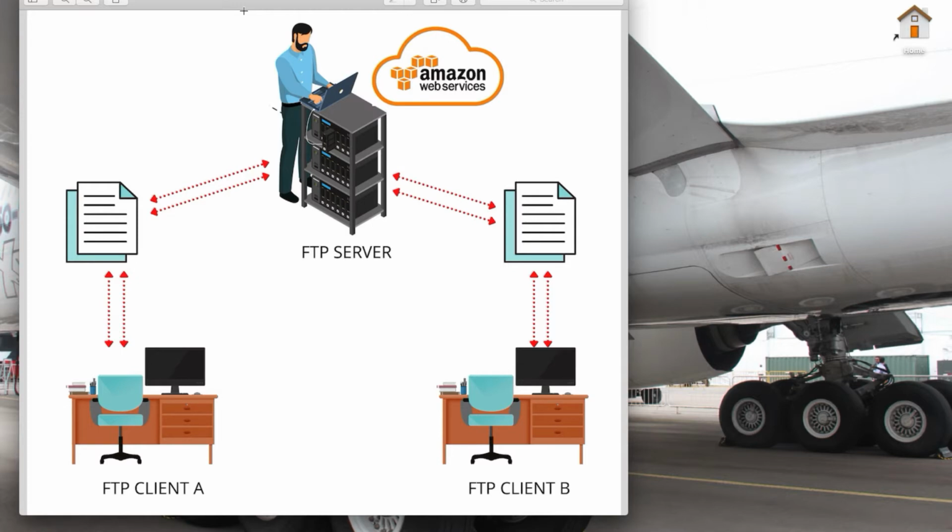So we've got two FTP clients, FTP client A and FTP client B, that would want to share a very large file. So to share this file, FTP client A would connect to the FTP server and upload that file to the FTP server. And then FTP client B would then connect to the same server once the file upload process is complete and then download that same file to their computer.